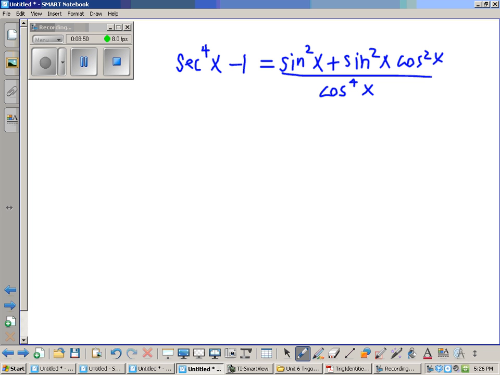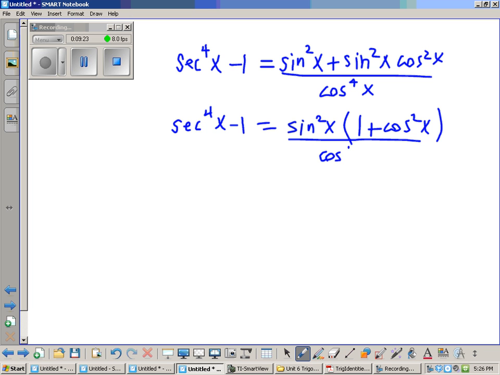To me, it's going to be a little bit easier to show that the fraction is going to equal a single expression rather than showing a single expression will equal a fraction. So, my first step, remember this is using factoring. Notice that each of these terms have a sine squared. So, I'll keep the left side constant this time. I'll factor out sine squared x. That gives me 1 plus cosine squared x in the numerator. In the denominator, I have cosine fourth of x, or cosine x to the fourth.